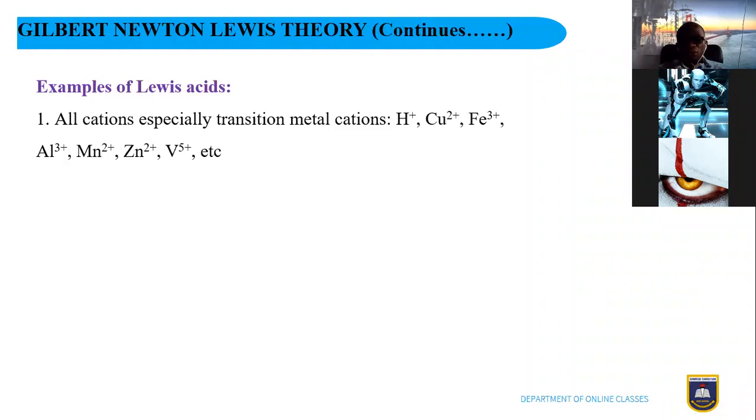All cations, singly charged cations, are Lewis acids, but most especially the transition metal cations are Lewis acids. See, so the examples I've given you: H plus, copper 2 plus, iron 3 plus, aluminum 3 plus, manganese 2 plus, zinc 2 plus, vanadium 5 plus, iron 2 plus, and so on and so forth. All of them, they are Lewis acids. Because the plus means that they have lost some amount of electrons, and so there is space, empty, for anybody to donate electrons into them.